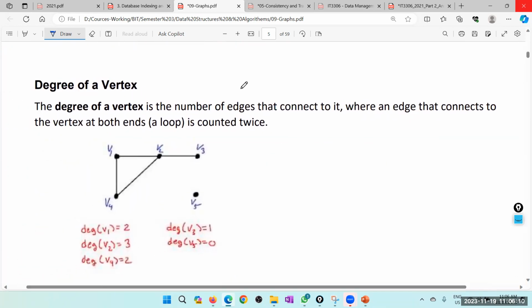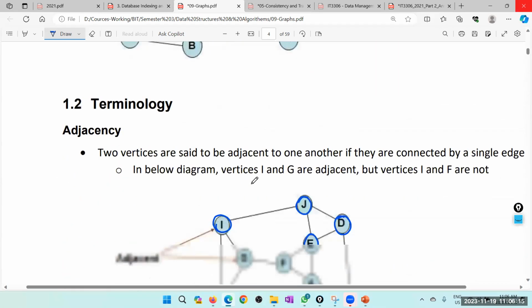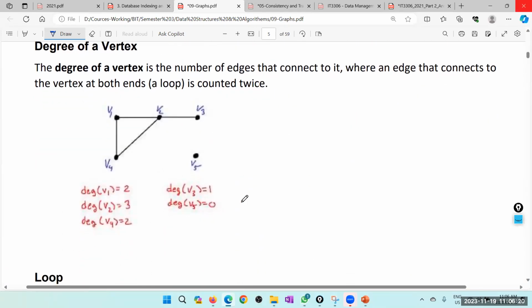So the next thing is degree of a vertex. Remember, vertex is a node, right? Vertex is a node. So degree of a vertex, or the degree of a node, is number of interconnected nodes. Right? For example, degree of vertex 1 is 2, because there are two interconnections. Degree of vertex 2 is 3, because we have 1, 2, 3. And similarly, degree of vertex 5 is 0, because it is not connected to any other node. Right? So degree of a vertex.